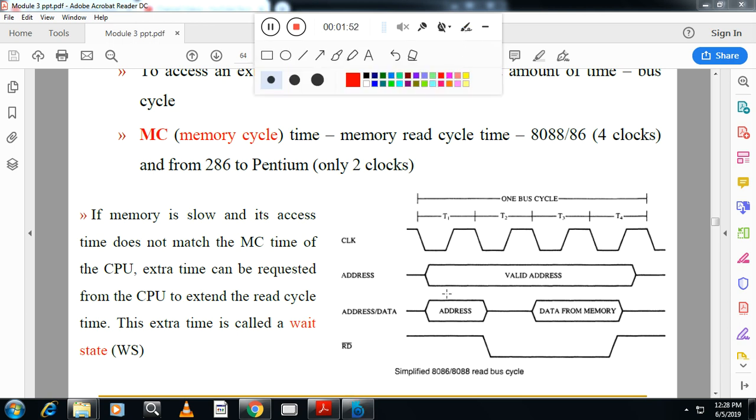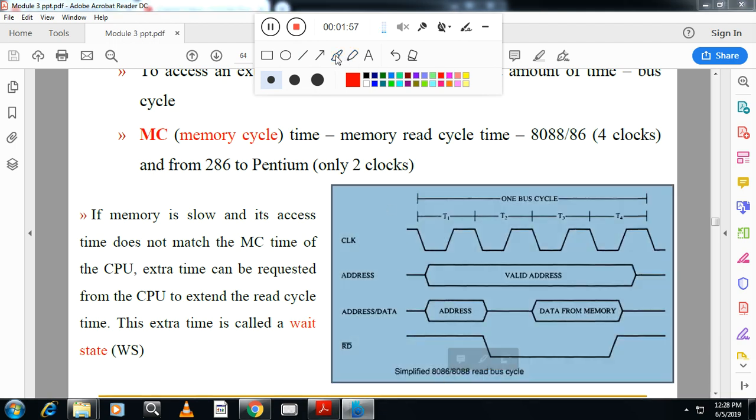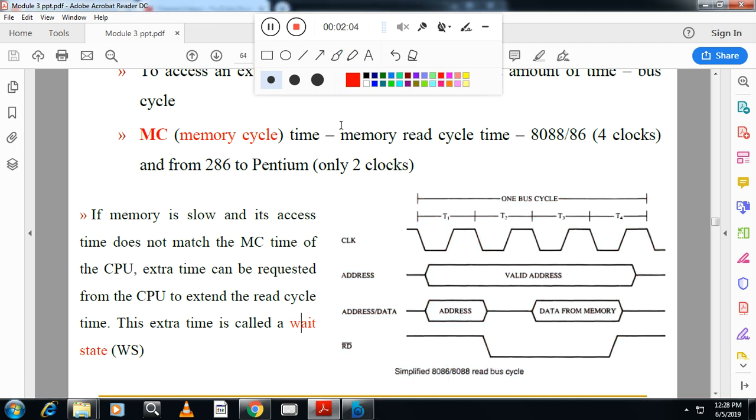Similarly for write also they will ask sometimes. So for write also you have to draw the line something like this only. In that case, this becomes a write signal. This is reading data from memory. This is writing data to the memory.